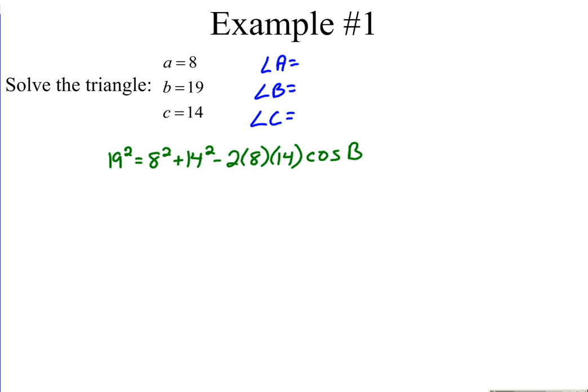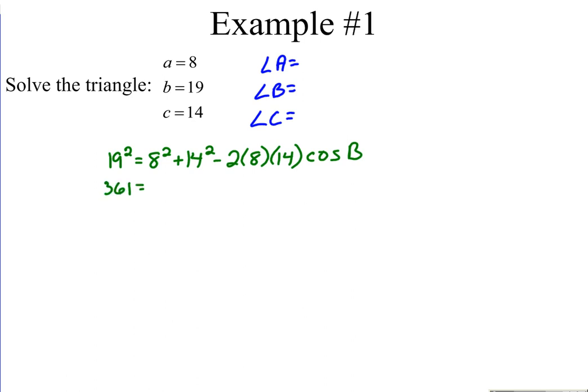Now, when you go to plug this into your calculator, a lot of people are going to make calculator errors, so make sure you're following along and you are plugging this in your calculator as you go. 19 squared is equal to 361.